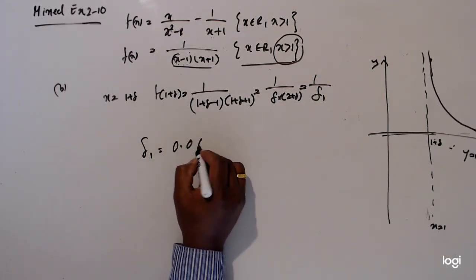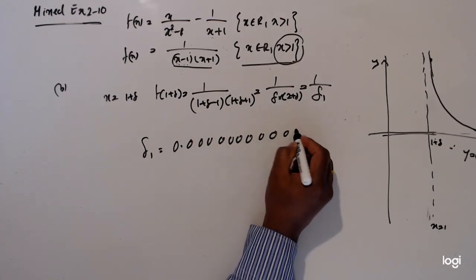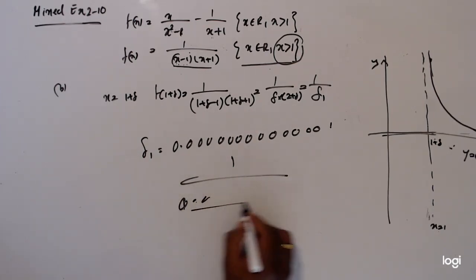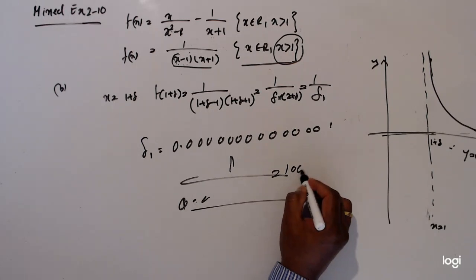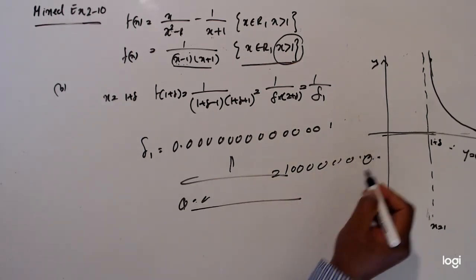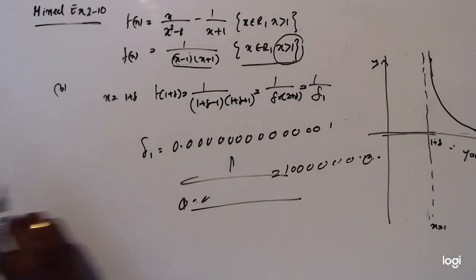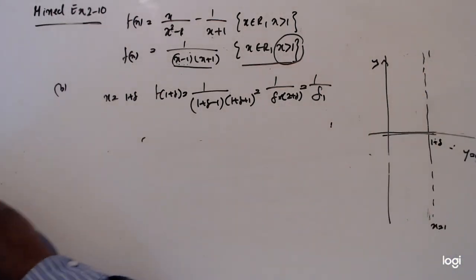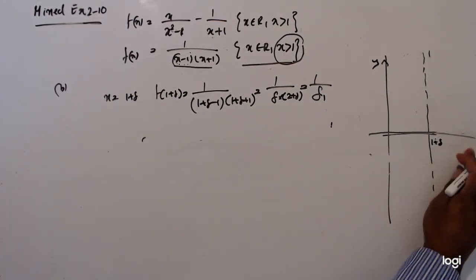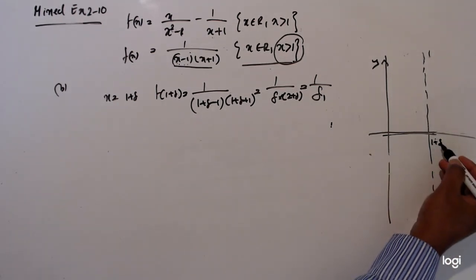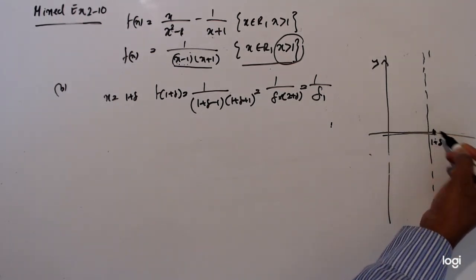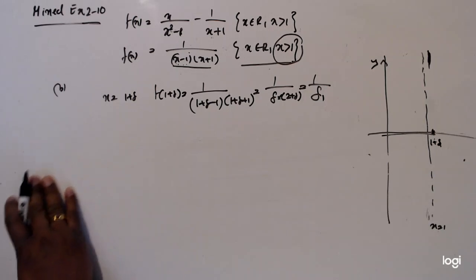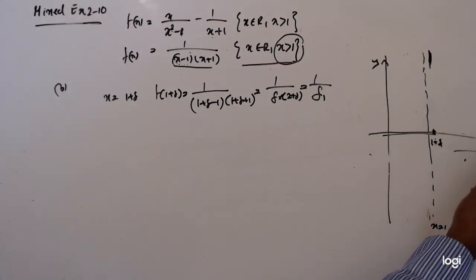Assume delta is 0.00000, something like that. So 1 over this value, what will happen when you divide? The answer is going to be a very big number. So just after a small distance delta away from this point, the graph starts somewhere here. Then what will happen when x goes to infinity?